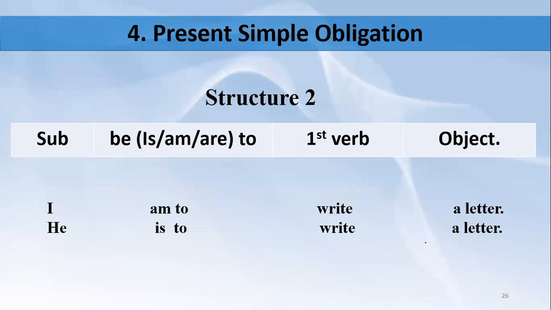Structure number two, the first one is have to or has to. Structure number two: am to or is to or are to. Simply the first form of be, and then to. Like, I'm to write a letter. He is to write a letter. I'm to look after my family. I'm to look after my students. Like, there is no one else to look after my family, for example, and I'm to look after. That is my obligation, my responsibility, my job, my duty to look after my family.